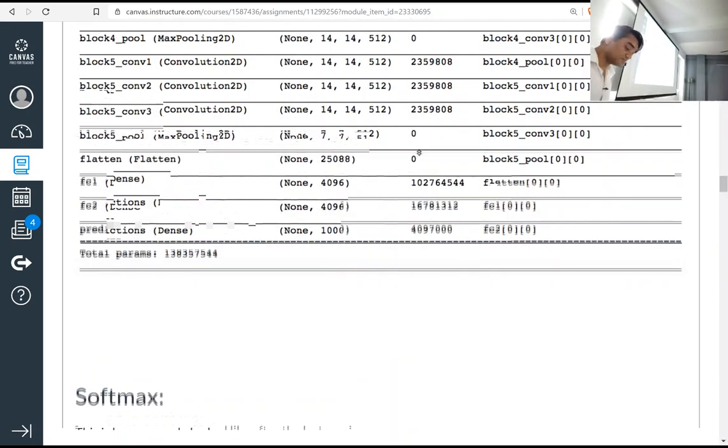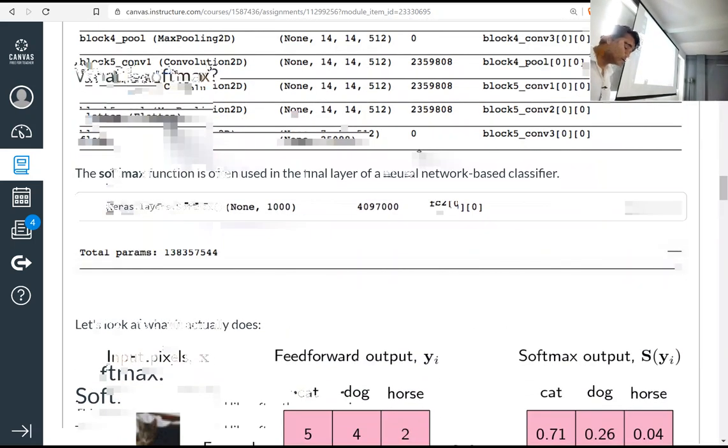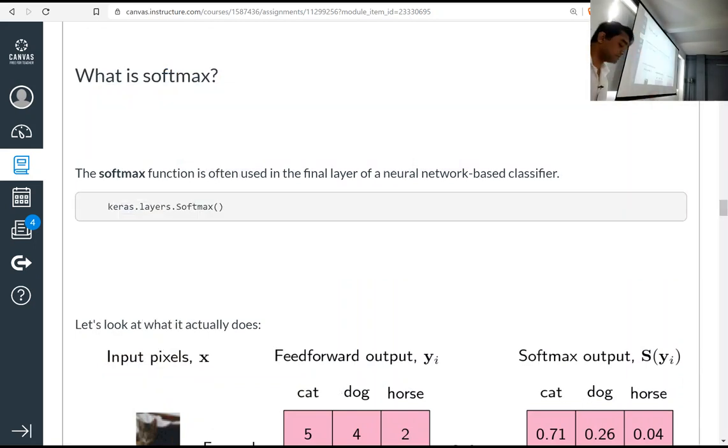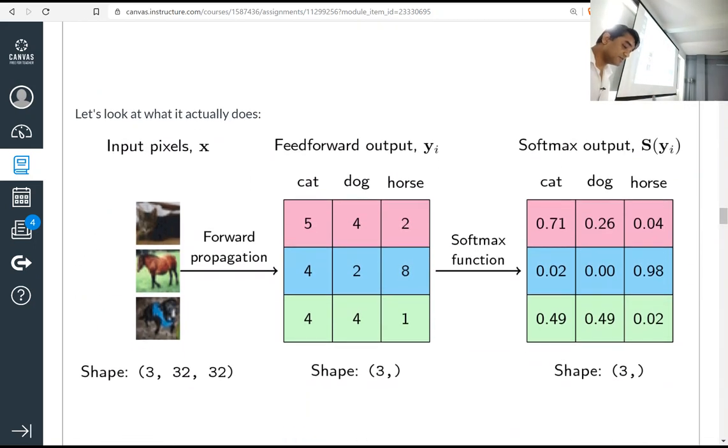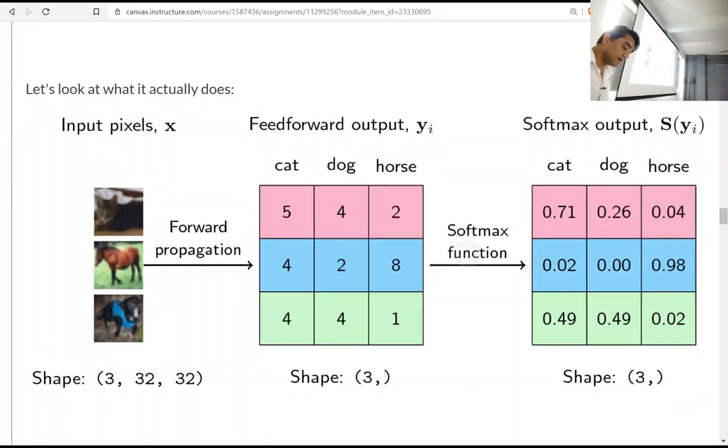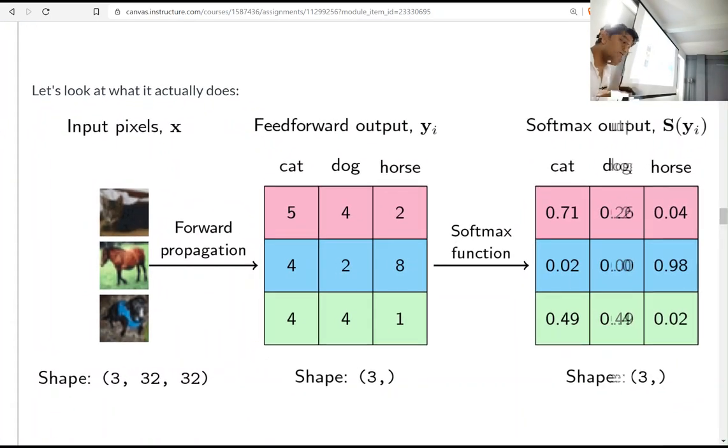Now, we need to look at softmax. The way you call it is very simple: Keras layer softmax. But we need to see exactly what this is doing. And I want to add an emotional point here. You need to understand what is happening from an emotional point of view.